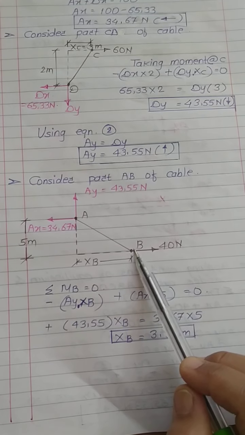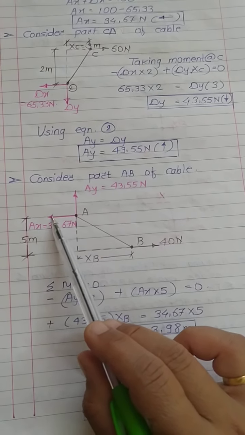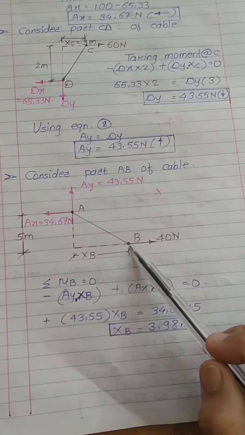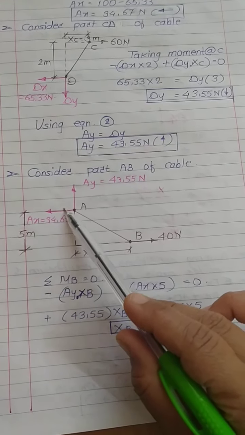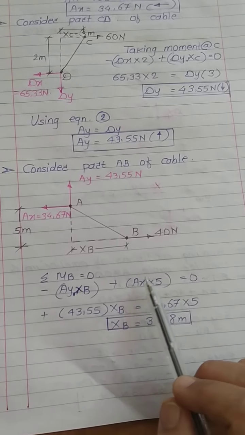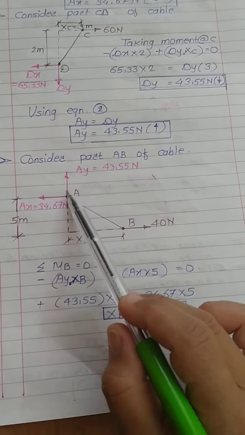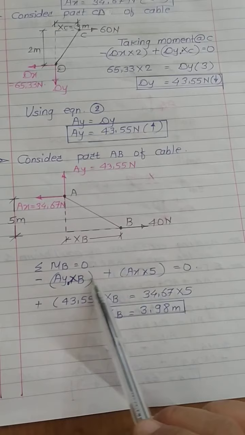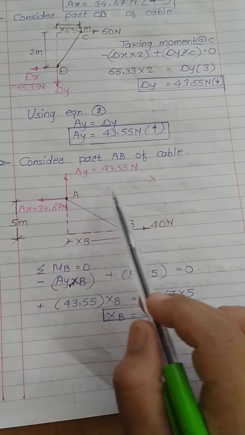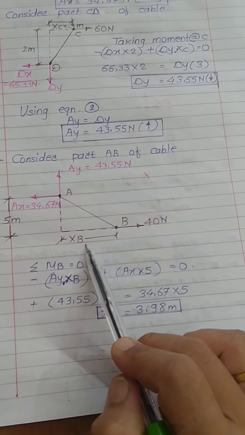So summation MB must be equals to 0. Now according to sign convention, look, this AX force is going to rotate in anti-clockwise direction about point B and its distance from point B is 5 meter. So it will be plus AX into 5. Consider this AY force. It is going to rotate in clockwise direction, so it will be negative. So minus AY into its distance. Now force is vertical, so you have to consider horizontal distance, which is XB.